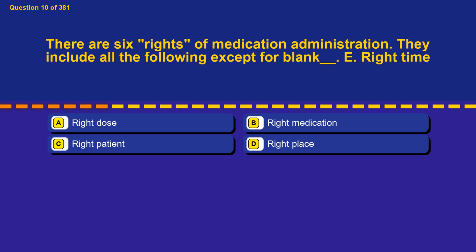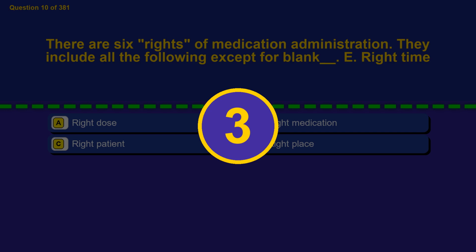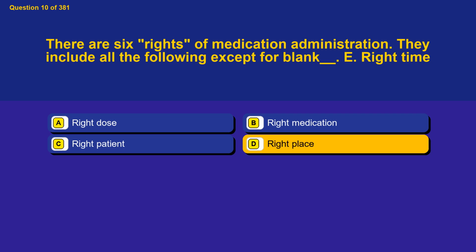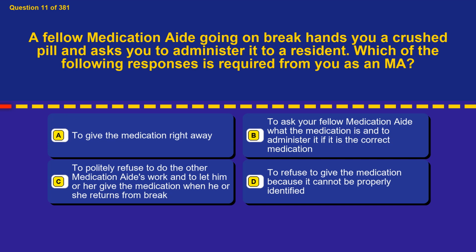Question 10. There are 6 rights of medication administration. They include all the following except for blank blank. E. Right time. Option A. Right dose. Option B. Right medication. Option C. Right patient. Option D. Right place. The correct answer is option D. Right place.